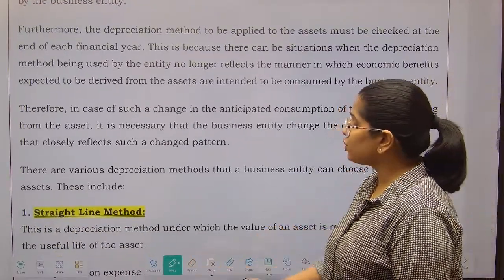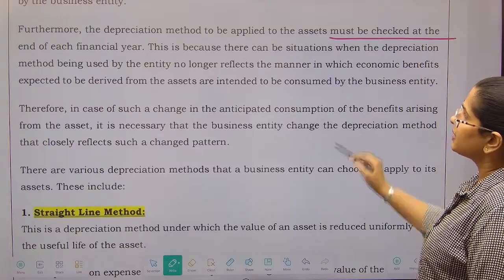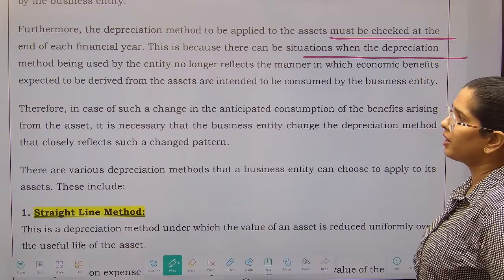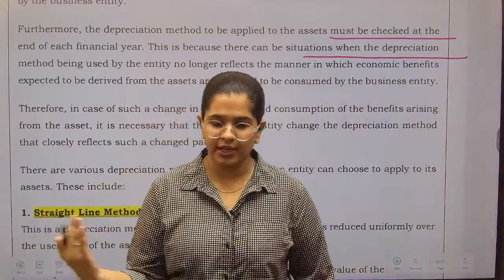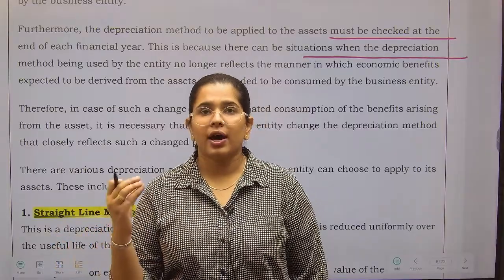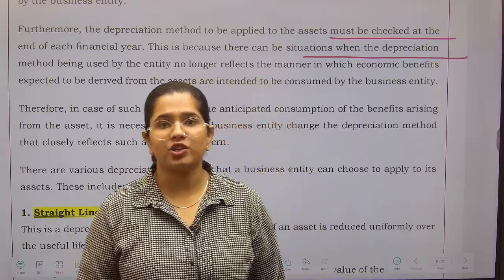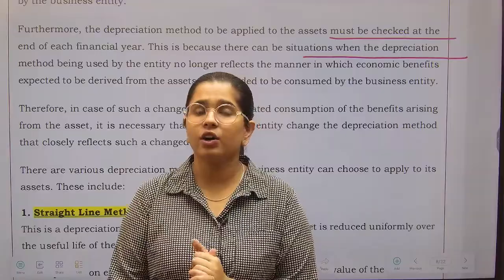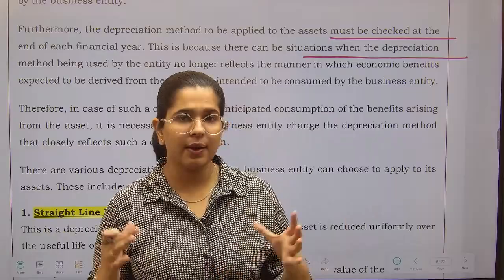So the depreciation method which you are going to apply onto the asset must be checked at the end of each financial year. This is because there can be situations where the depreciation method being used no longer reflects the manner in which economic benefits are accruing. Look what is happening: if I am utilizing this particular asset every year, then whatever the manner in which I am utilizing it, I have to take the cost into that particular year as well, and this comes from the matching principle. The matching principle tells us that revenues should be matched with the cost. All the costs which we are incurring just to earn that revenue should be matched.